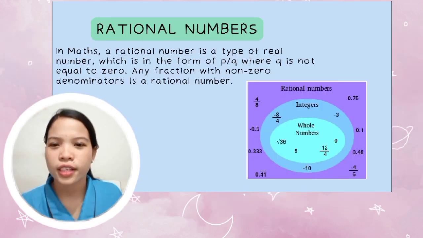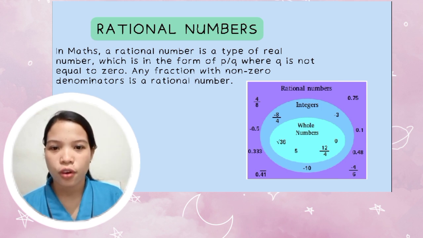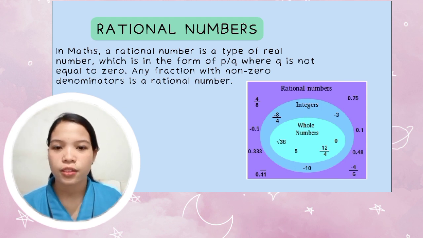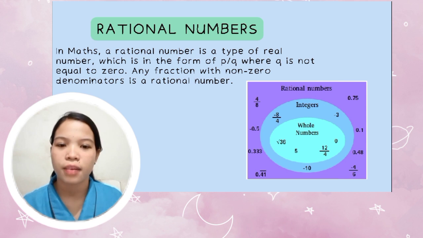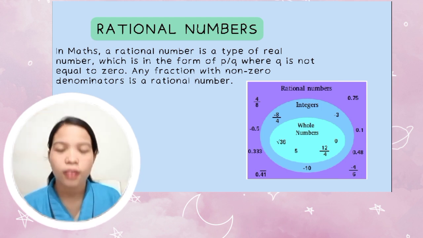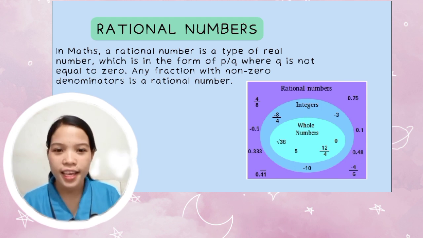In your own words, what do you mean by rational numbers? In math, a rational number is a type of real number which is in the form of P over Q, where Q is not equal to 0. Any fraction with a non-zero denominator is a rational number. Examples are 1/2, 1/3, 2/3, and so on. Whole numbers and integers are also considered rational numbers.